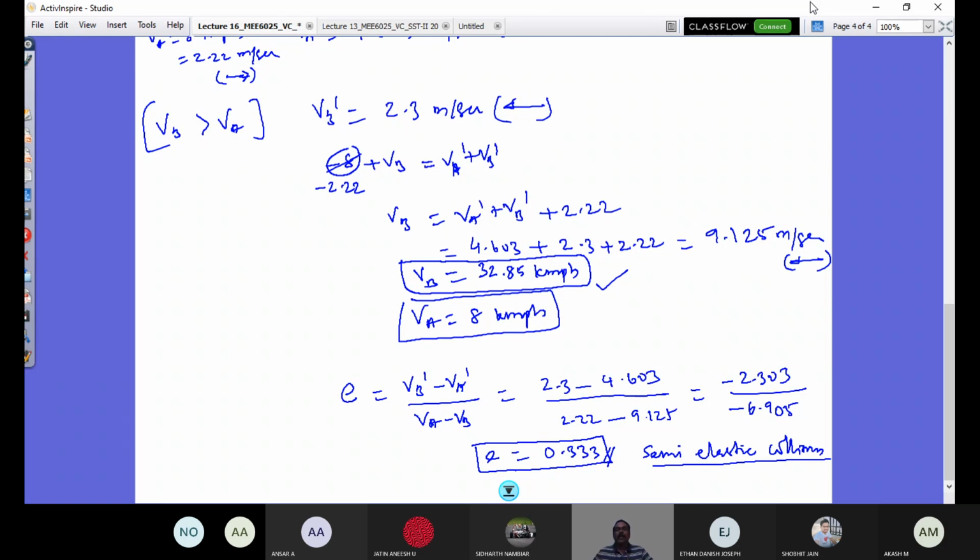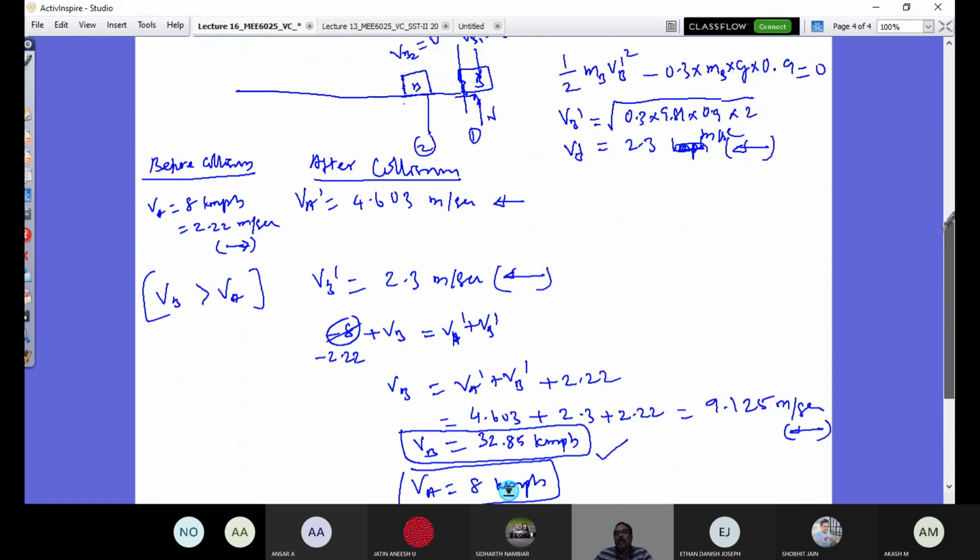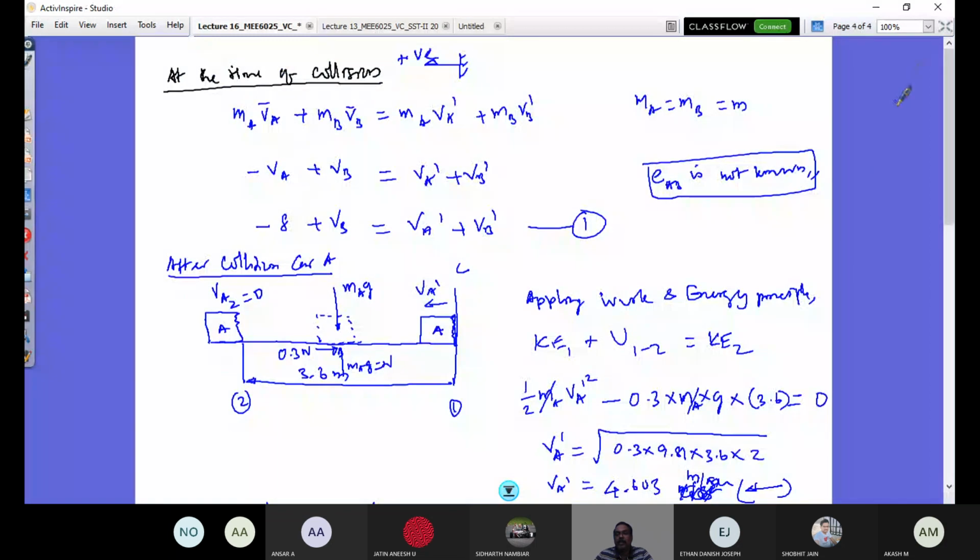So now if you are asked further in this problem, what is the energy loss and so on, you can very well find out them, right? So this is all, I hope you could have solved this problem or you could have made an attempt to do it during the exam. Is that clear? Any doubts now in this problem solving? Anyone has got a doubt?